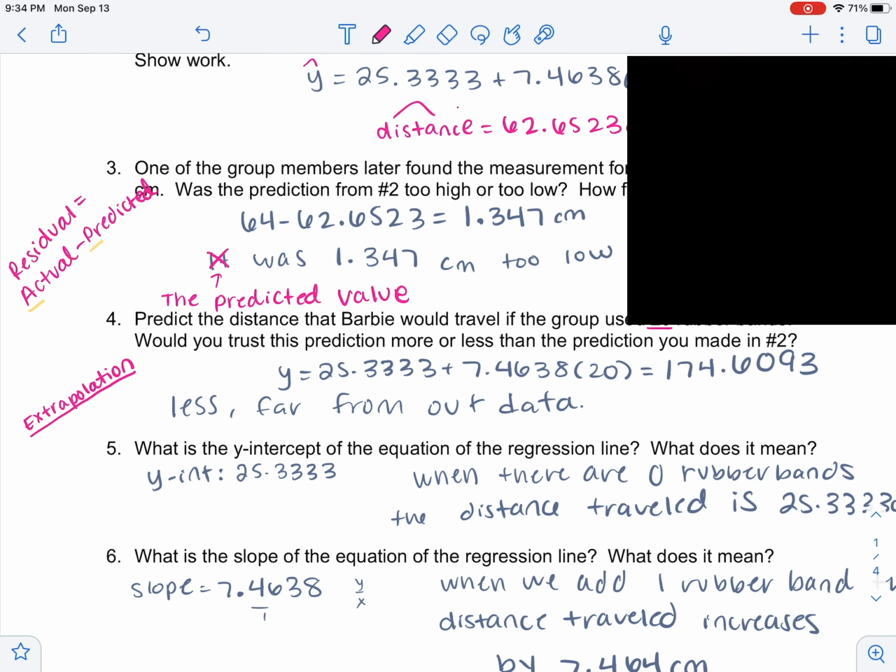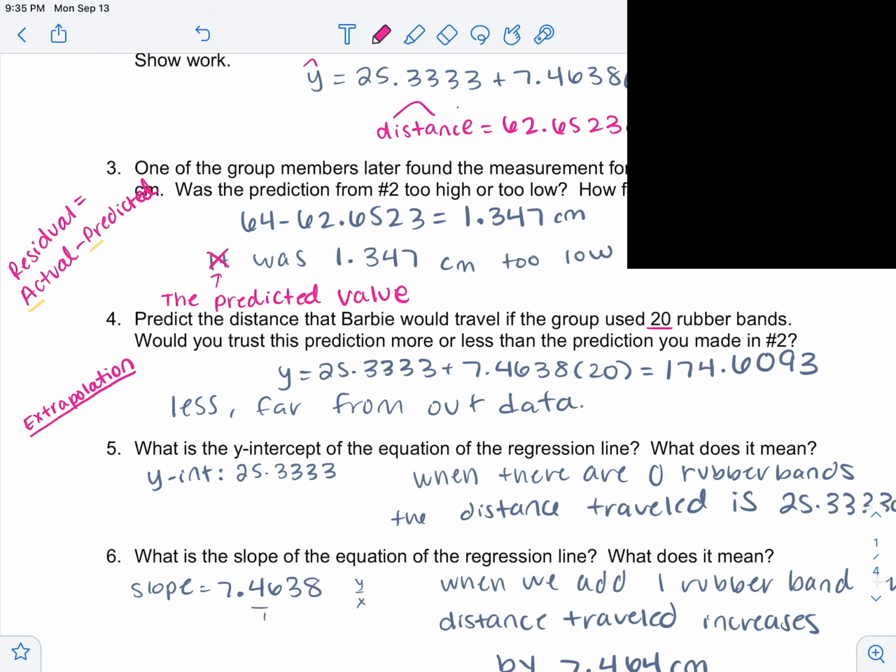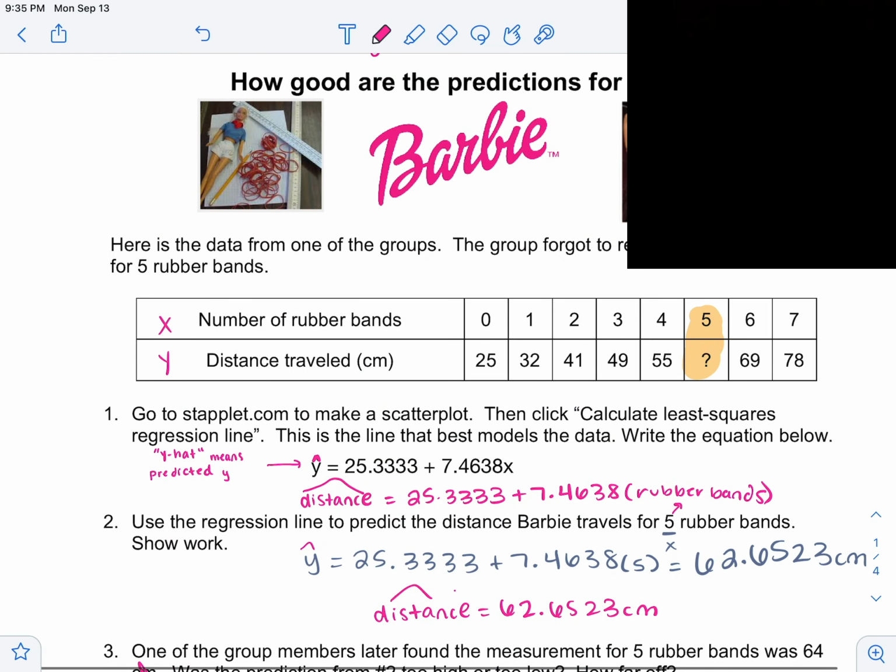Okay, moving on then to question 5. What is the y-intercept? Oh, one more thing to mention. Extrapolation is something you never want to do. I say never lightly. It's not a good thing, okay? We don't want to extrapolate data.